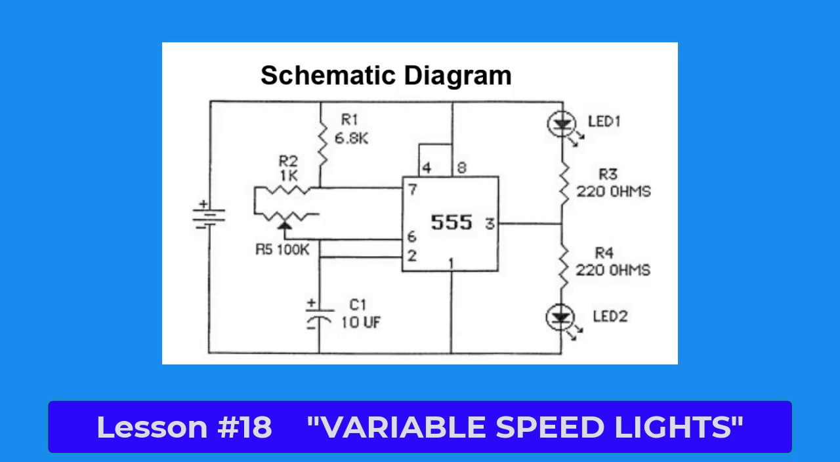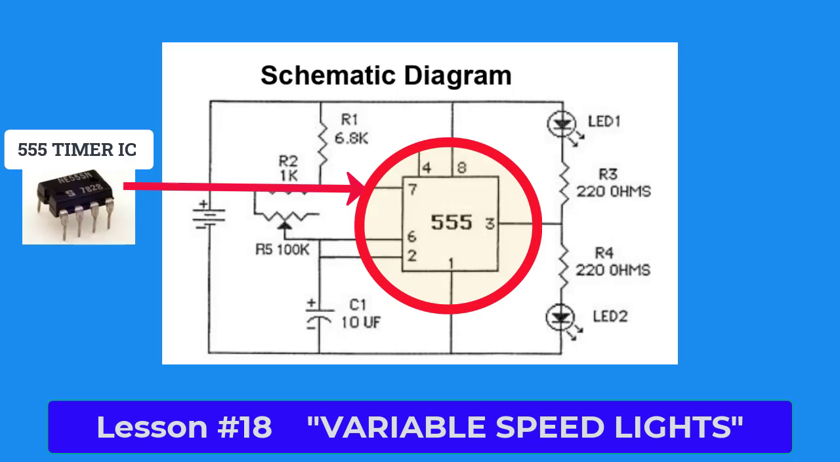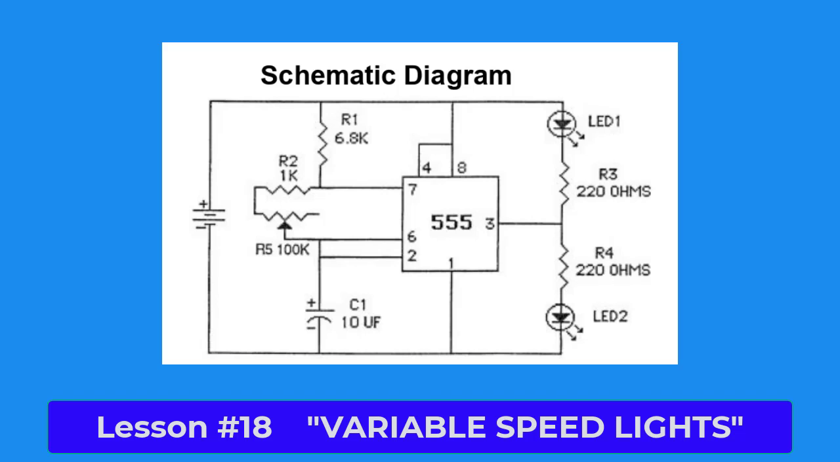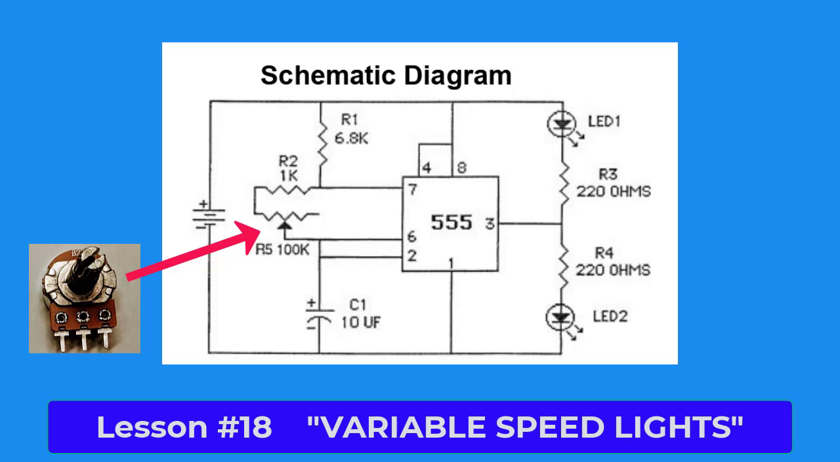You may remember from Lesson 11 that a 555 timer IC can be used to make LEDs blink on and off. This circuit was designed by engineers using the 555 timer IC to make LEDs blink on and off at different speeds. To vary the speed of the blinking lights, the circuit uses a potentiometer connected to the 555 timer IC.